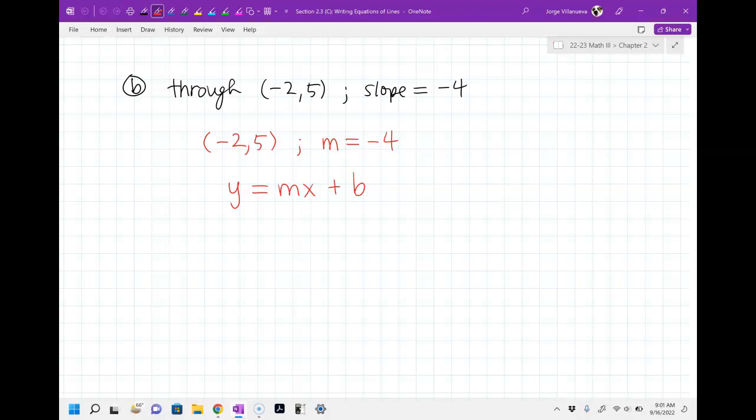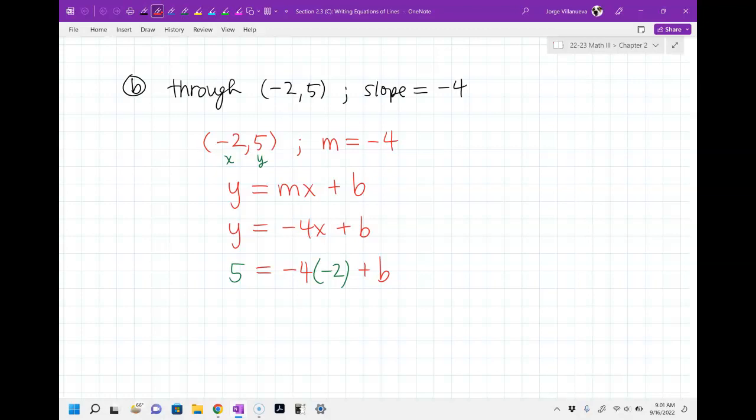All right. I know what m is. That's a -4. So y is equal to -4x plus b. And again, I don't have my b value, so I have to figure out the b value. They did give me a point, x comma y, so let me plug that in. So this is 5 equals -4 times -2 plus b.